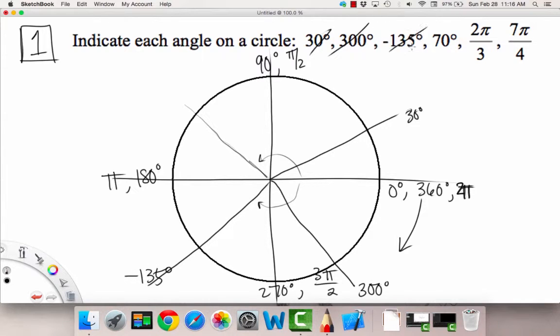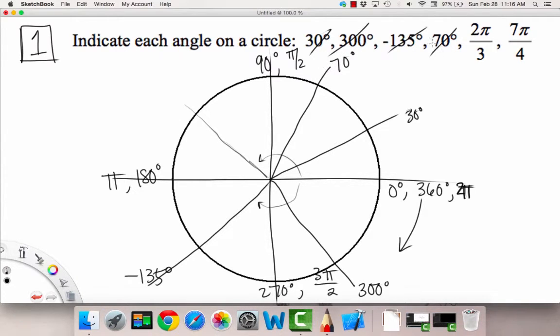Now we have 70 degrees to look at. 70 degrees is just 7/9 of our quarter here. So it'll be a little past 60 degrees, so it'll probably be around here or so. So there's our 70 degrees. We can kind of just estimate at this point.